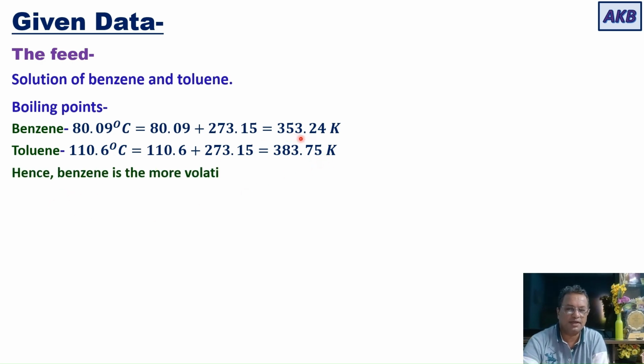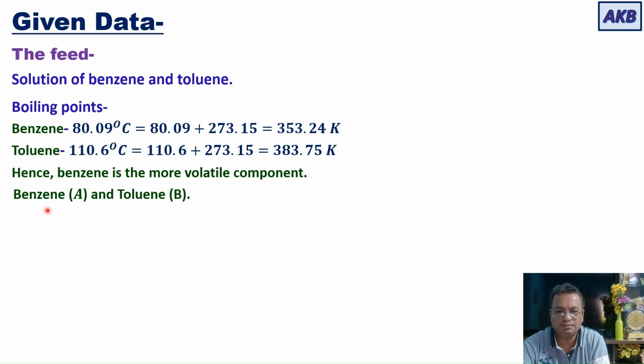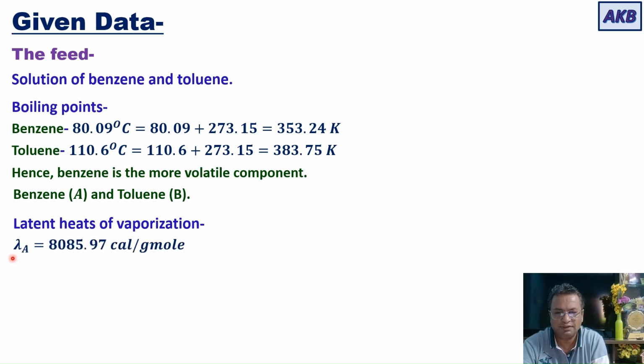So by looking at the boiling points, we can easily conclude that benzene is the more volatile component because it has a lower boiling point. And then we are going to denote benzene by A and toluene by B. Then latent heats of vaporization for the two components are given. Lambda A is 8085.97 calories per gram mole. Lambda B is 9090.91 calories per gram mole. These are the latent heats of vaporization of benzene and toluene.